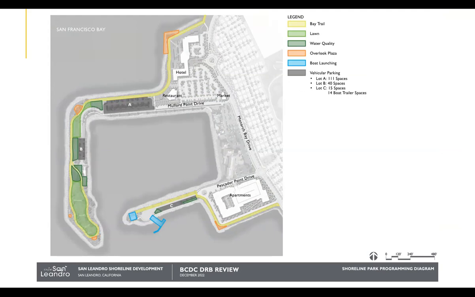Getting into some of the park programming elements, this is just kind of a high level of where the lawn zones are, where our water quality basins are, the overlooks. We have an overlook at the hotel. The hotel is specifically designed as well, so everything from the lobby is maintaining a view out over the landscape and outside their patio area and maintaining those views out to the bay. And we also have one at the Mulford Point corner, the Ohlone Indian Memorial that's towards the point of Mulford, as well as the very bottom point of Mulford. Along the apartment side at the corner there at Pescadero Point, where the Bay Trail intersects, we also have an additional overlook plaza as well.